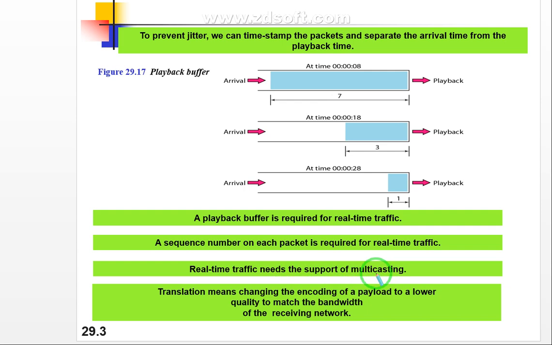You know about multicasting. Say you have 5 clients and the server wants to transmit data. Some of the clients, say 1, 2, 3 or 4, will receive it and one will not. This is called multicasting. If all of them are receiving the signal, that is called broadcasting. Now one more important thing for us: translation. Translation means changing the encoding of a payload to a lower quality to match the bandwidth of the receiving network. This is the basic definition of translation, and why we use it. Okay, hope you got the concept.